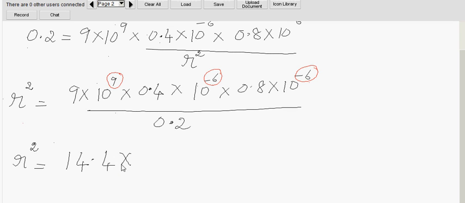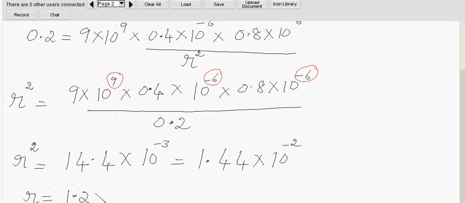into 10 to the power minus 3, or this can also be written as 1.44 into 10 to the power minus 2. Take the square root, you will get R. R is 1.2 into 10 to the power minus 1 meter. The distance between the two spheres to get a force of 0.2 Newton is 1.2 into 10 to the minus 1 meter.